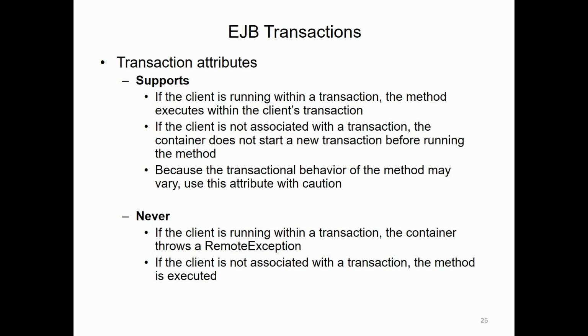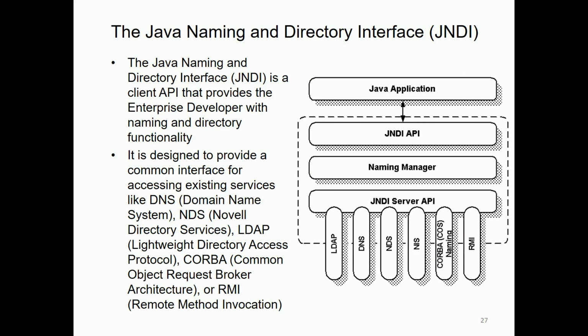And then never says that if the client is already running a transaction, then a remote exception will be thrown. This particular annotation means that I must never use a transaction when executing. If there is no transaction already running when this particular method is called, that's fine. And so the method will execute. So those are the various attributes for transactions, and the container will handle all of that.